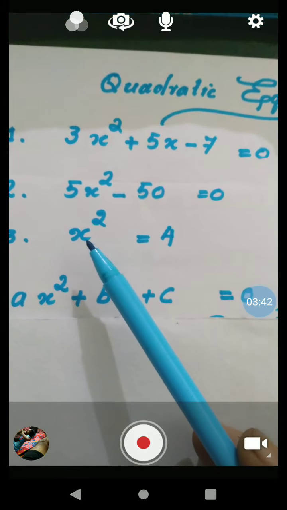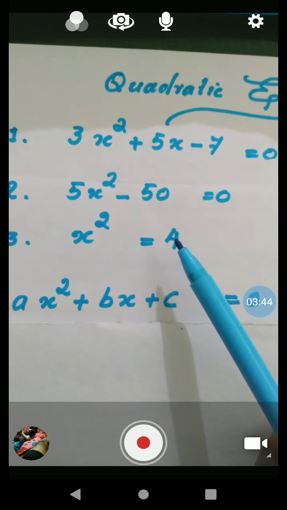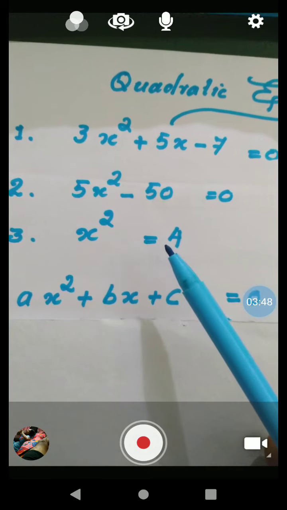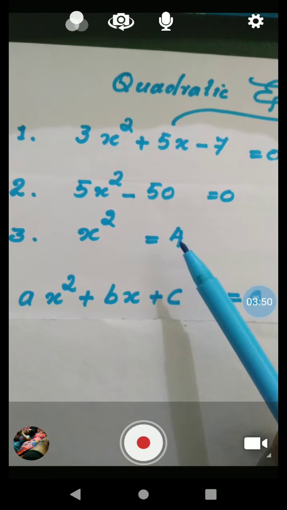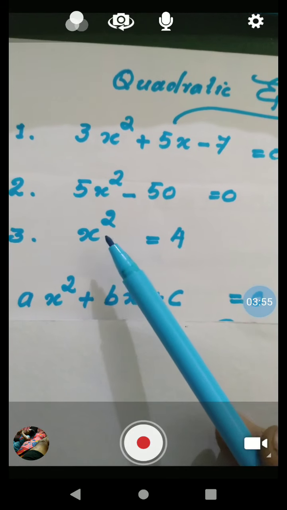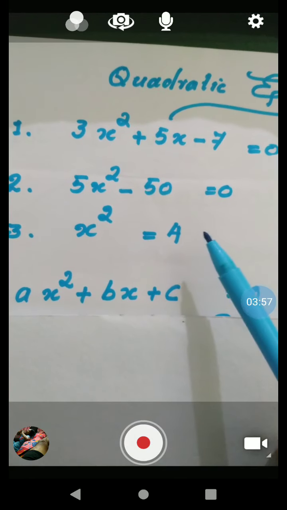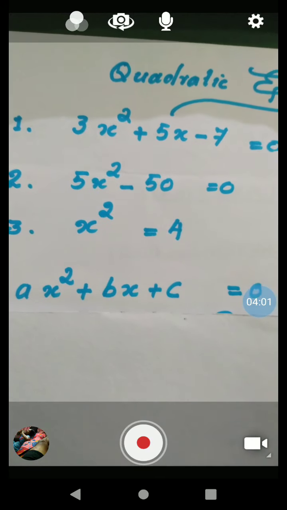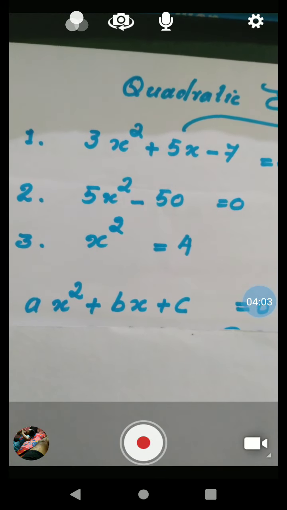Here, this is a simple question. x square is equal to 4. What is the value of x? x is plus or minus 4. Okay. Sorry, plus or minus 2. Square root of this. x is equal to square root of 4, which is equal to plus or minus 2. Plus 2 and minus 2. Both are the values of x.